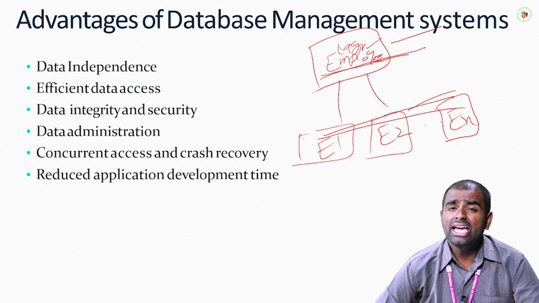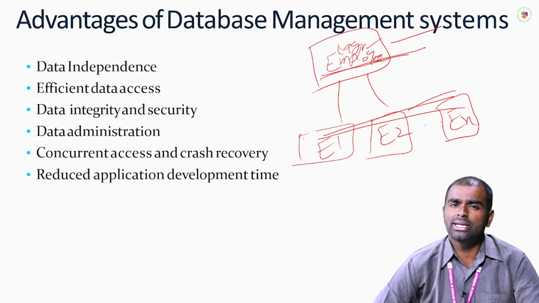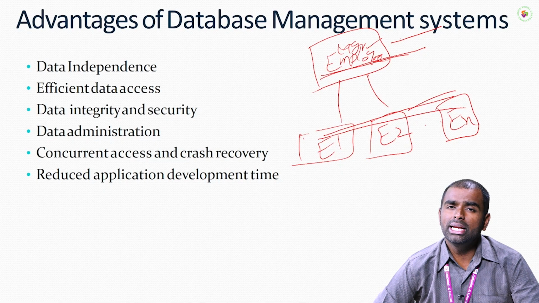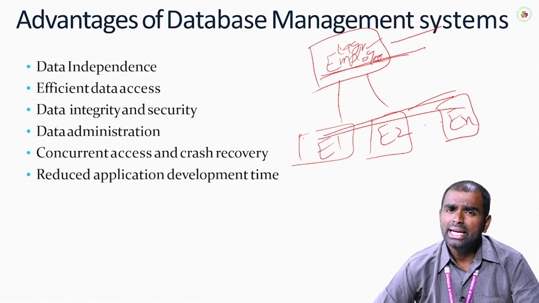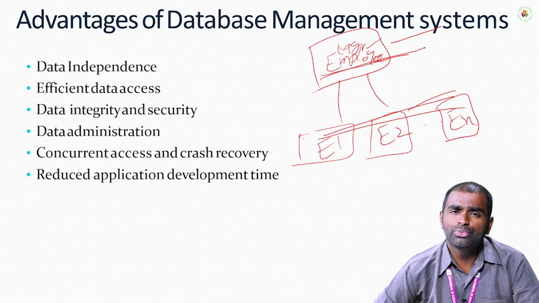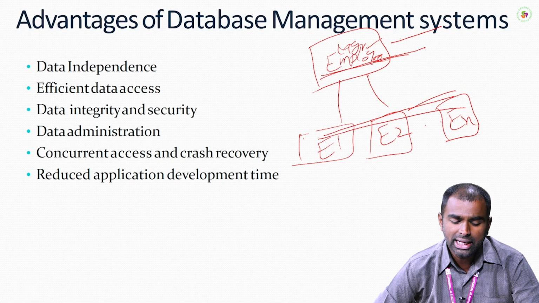Next, efficient data access. You can access the data efficiently. I already told you the data is in the form of tables, so you can easily access it. We have a querying mechanism, and using it you can retrieve data from the table easily. Even if the table contains 1000 or 10,000 rows, you can easily extract the data by simply writing a query to the database or table. Accessing is very easy.